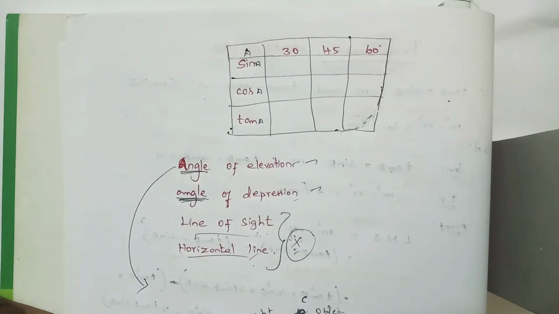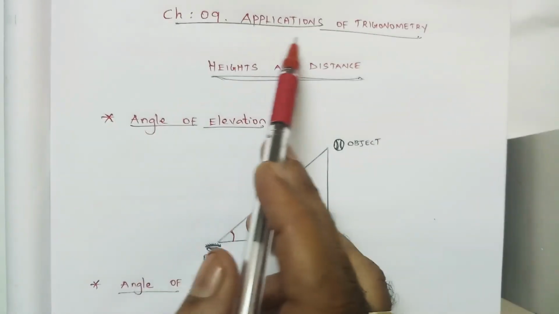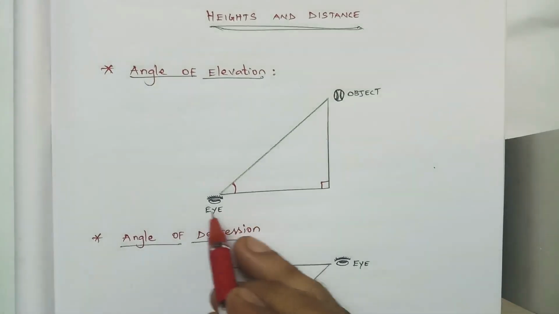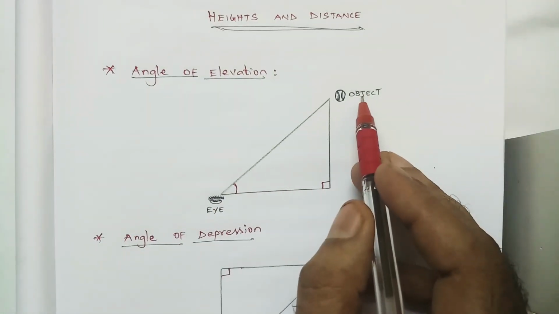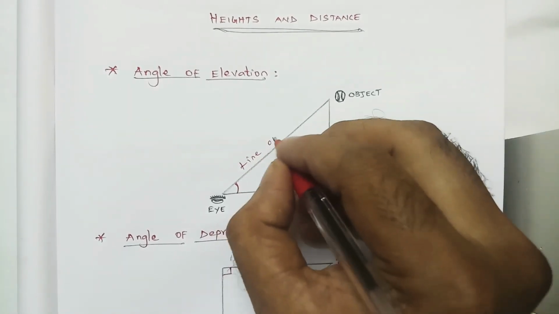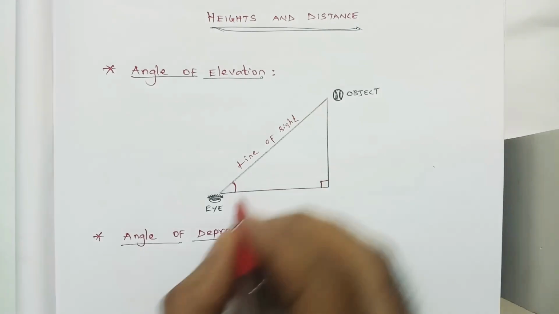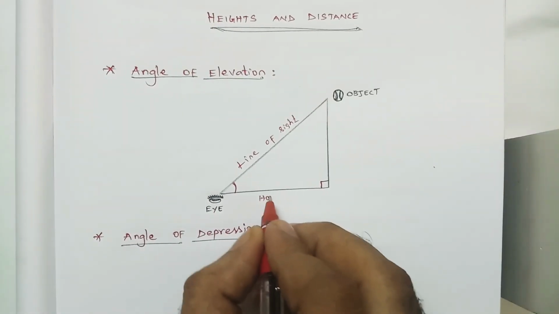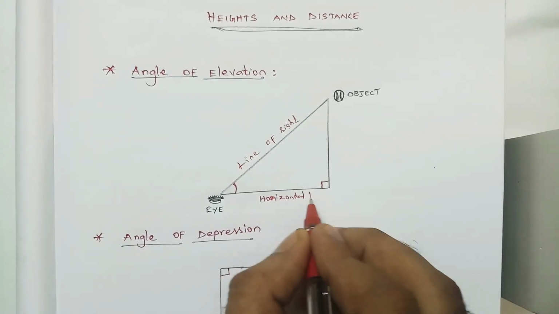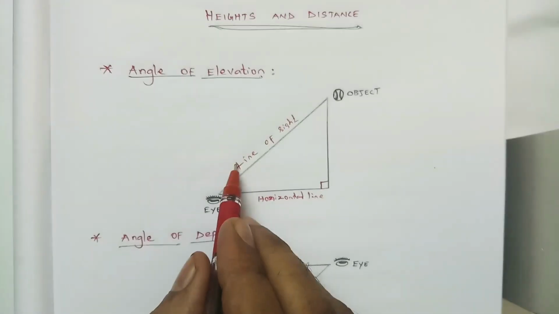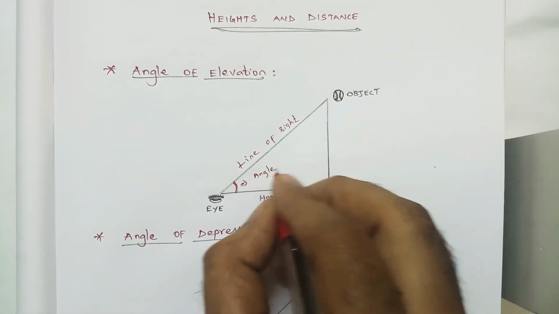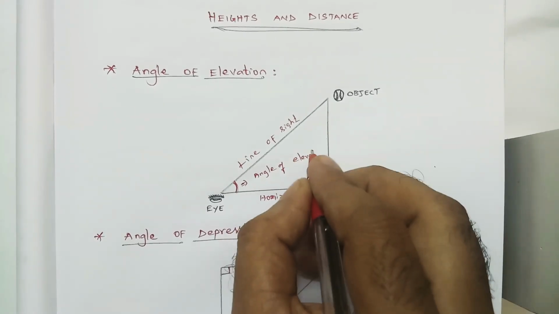So first we'll come to the classworks. Chapter 9, applications of trigonometry, heights and distance, angle of elevation. See, this is the eye and this is the object. So the line from the eye to the object is the line of sight. And next one is the horizontal line. In between the horizontal line and the line of sight, we get one angle, and that angle is the angle of elevation.